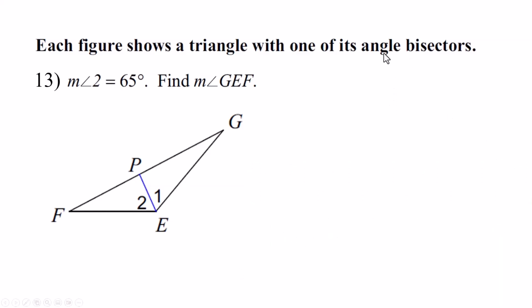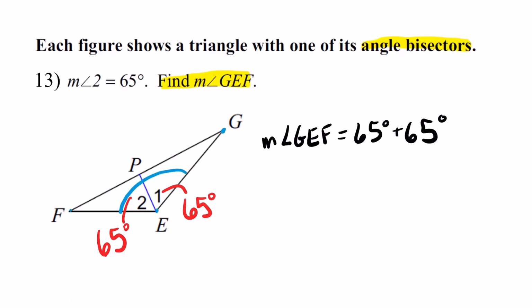Each figure shows a triangle with one of its angle bisectors. There's one triangle here with one angle bisector. Bisectors split things exactly in half. That's what you need to know. So if the measure of angle 2 is 65, you're supposed to find GEF, which is the whole thing. Well, if this one is 65, this one is 65 too. So all you got to do is add those two things together and we will know the entire angle, GEF. Just add them up. Boom, we're done with that one. That was a nice break.